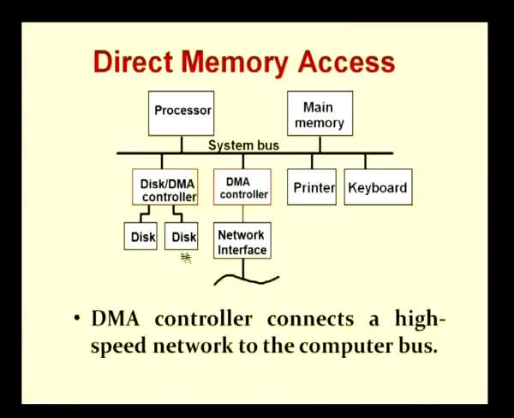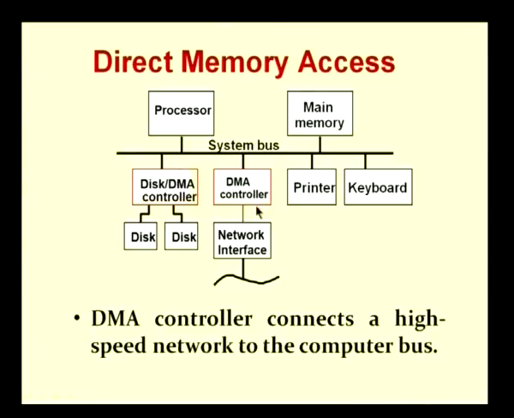Now, for disks and network interface, there is a lot of data that needs to be transferred. This may happen through a DMA controller. So, I am putting a DMA controller here which interfaces to the network interface card. Similarly, I have a DMA controller here which is interfaced, you can see, to two different disks, which means that both the disks can also share a single DMA controller. So, that is also possible.